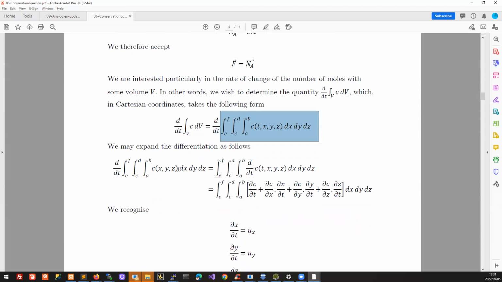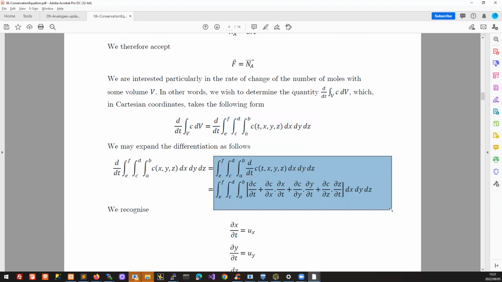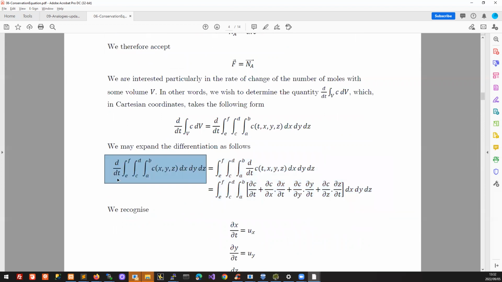And then here's where we are actually applying the divergence. No, wait, this is just expanding using differentiation. So here we are saying, if we want the derivative of the number of moles, so if we want the derivative of this integral, then we can get that also by the integral of the derivatives.